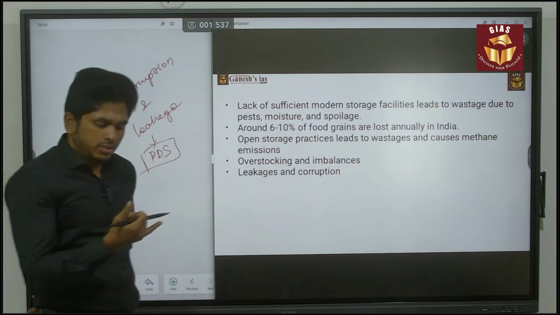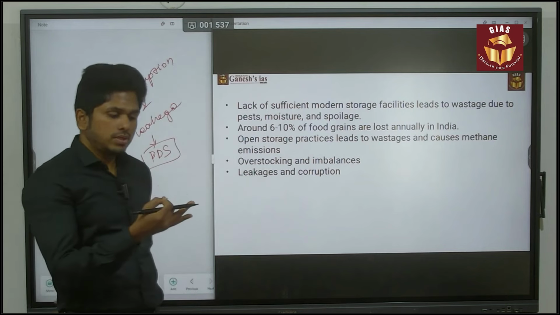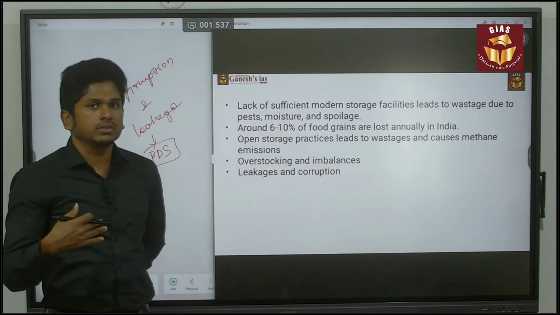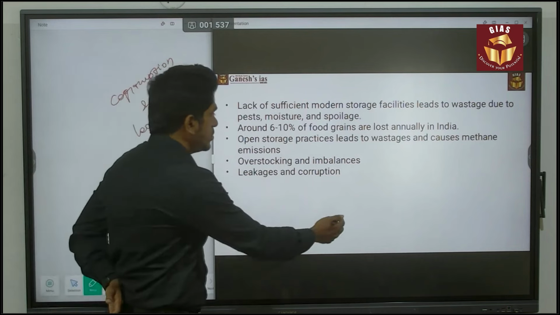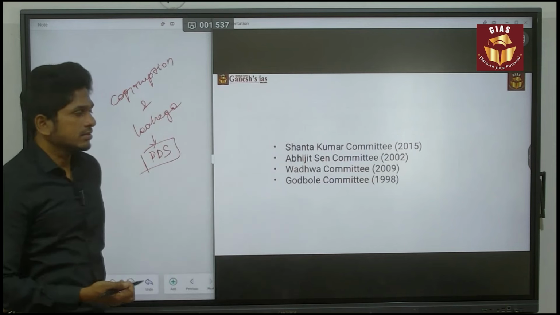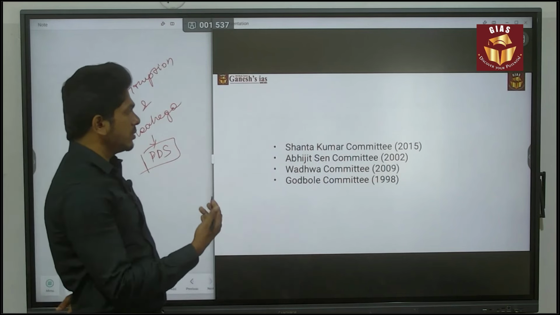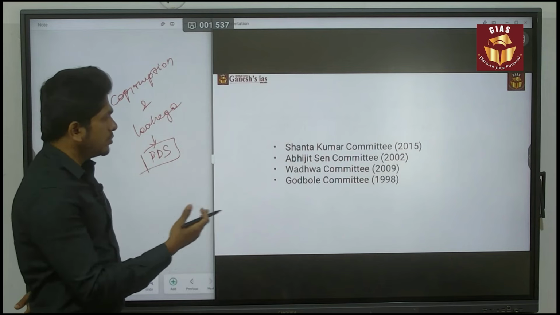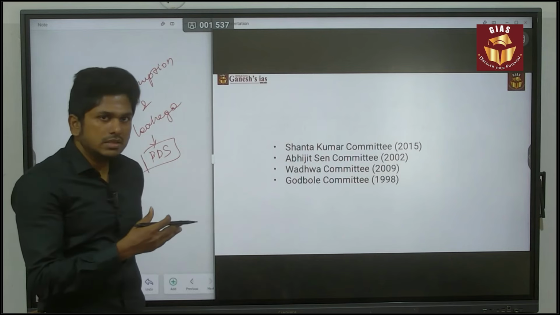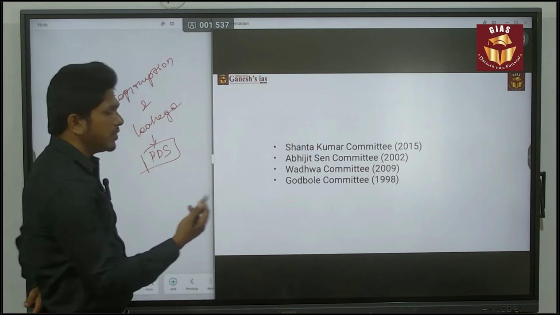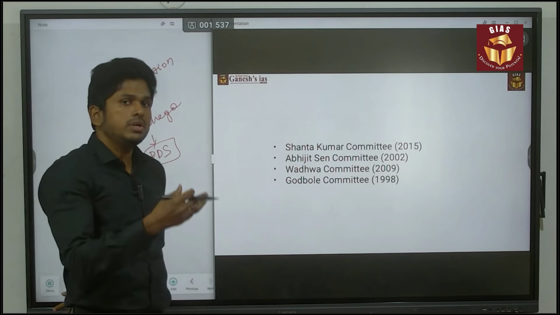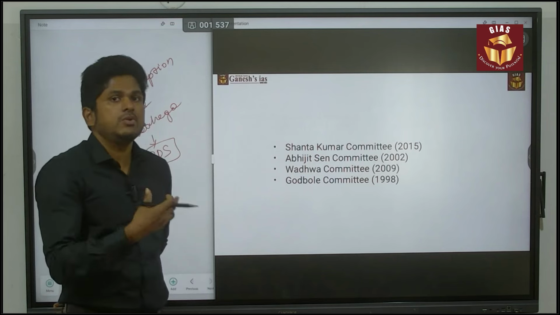So that covers the intro, importance, and challenges. Now it is time for the conclusion. In the conclusion, try to give certain data. For example, the Shanta Kumar committee, Abhijit Sen committee, Wadhwa committee, or Godbole committee. These are the committees related to buffer stocks or food security maintenance. Conclude based on any one of these committees.